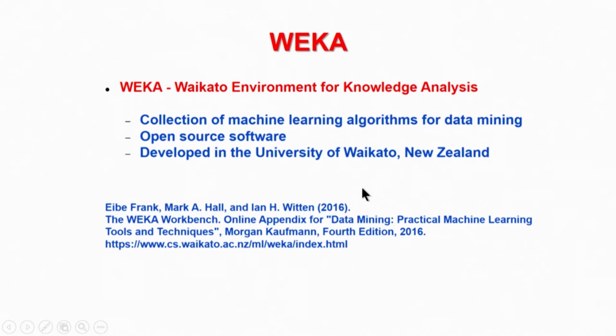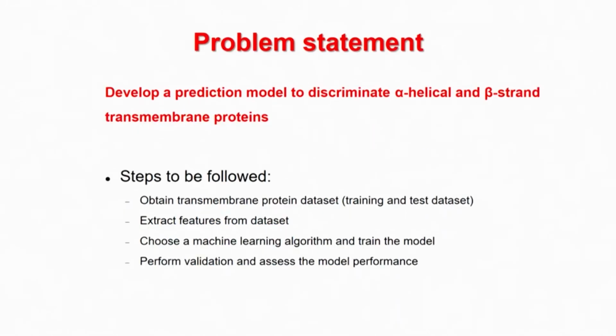In this demonstration we will explain how to develop a prediction model, for example, to discriminate two different sets of proteins, in this case alpha helical and beta strand transmembrane proteins. So, we have to follow different steps for the discrimination. First, we have to prepare the data set. In this case, we have to get the sequences for the transmembrane proteins, both alpha helical and beta strand proteins, and classify these into training and test data sets.